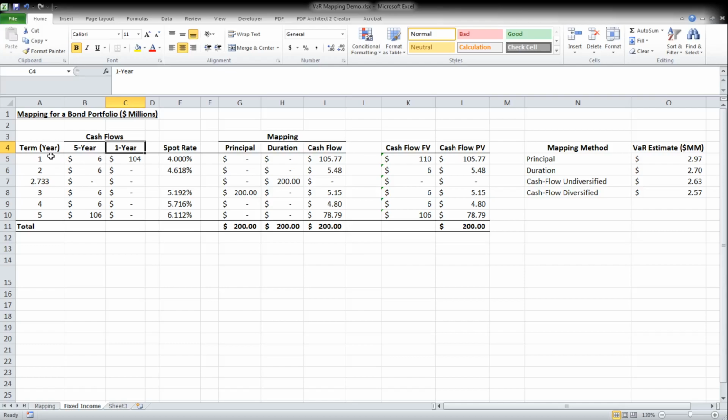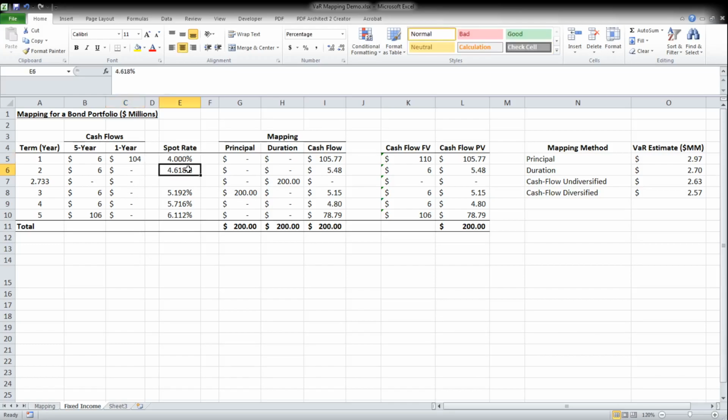So what we do is we break down the cash flows, first of all, across the 5 years. During year one, the 5-year bond pays the $6 million coupon. In the second year, it pays a $6 million coupon. Every year, it pays a $6 million coupon, and at maturity, it pays the $100 million principal plus the $6 million coupon for a total cash flow of $106 million. The 1-year bond just pays the principal and coupon at the end of year one.